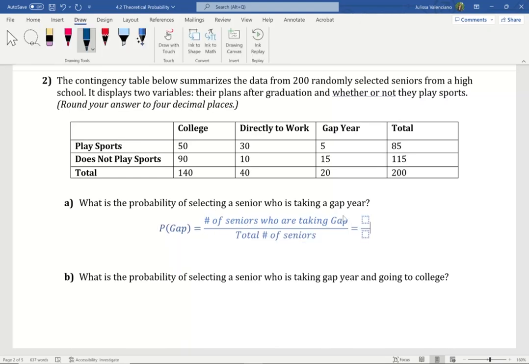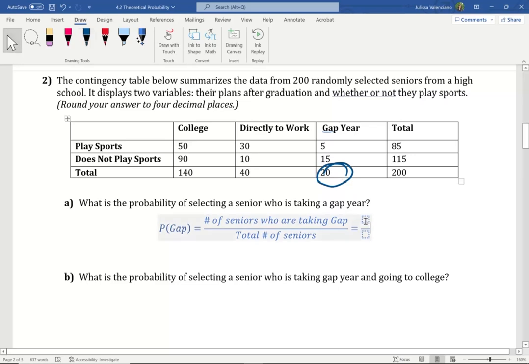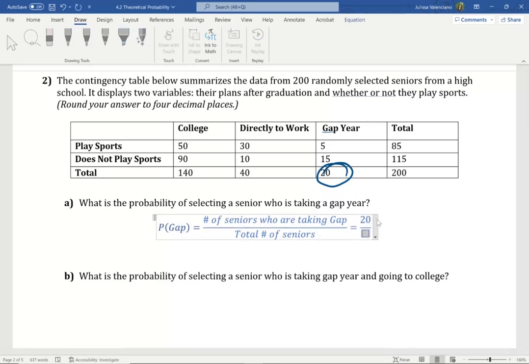So what is the number of seniors who are taking a gap year? Let's go ahead and look at the contingency table. Here we see that under gap year, we have a total of 20 seniors. We see that 5 of them play sports, 15 of them don't play sports. For this problem, we're not interested in whether they play sports or not. We just want to know how many seniors are taking a gap year. So here we're going to have 20 out of the total number of seniors, which is 200. This is equal to 0.1. You could also write this as a percentage. We would have to multiply 0.1 by 100, and that would give us 10%. The probability of selecting a senior who is taking a gap year is 10%.